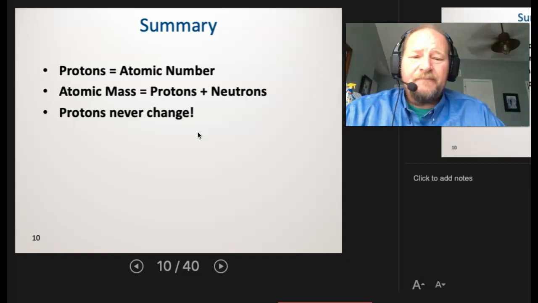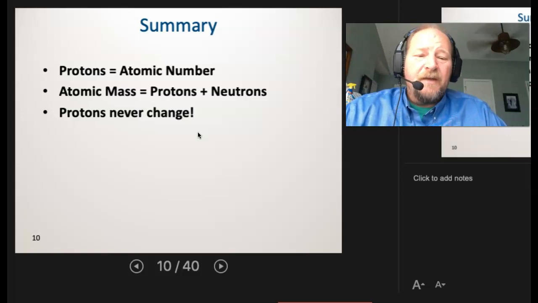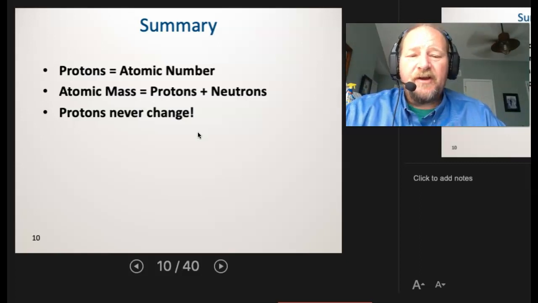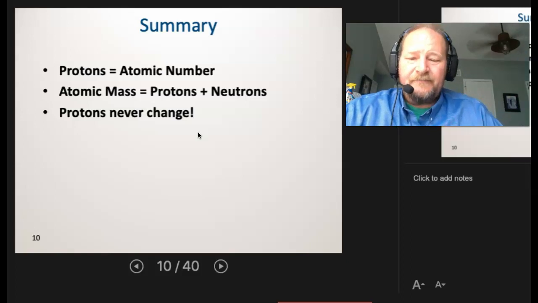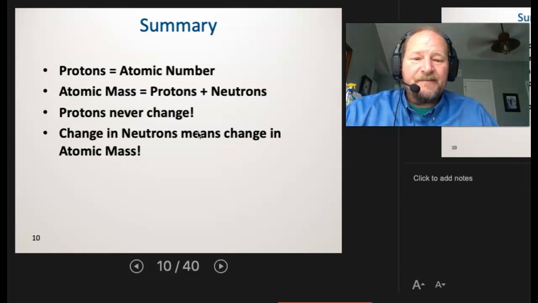So in basic chem, you're never going to see that. We're not going to look at nuclear at all. Chem 110, towards the end of the semester, we'll do a chapter on nuclear chem, and you'll see it there. Okay? But other than that, protons never change. Change in neutrons means a change in the atomic mass. We call those isotopes. Okay? So almost by definition, that's an isotope right there. The change in neutrons means the change in atomic mass.